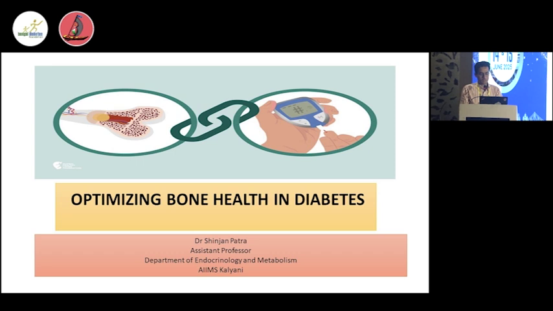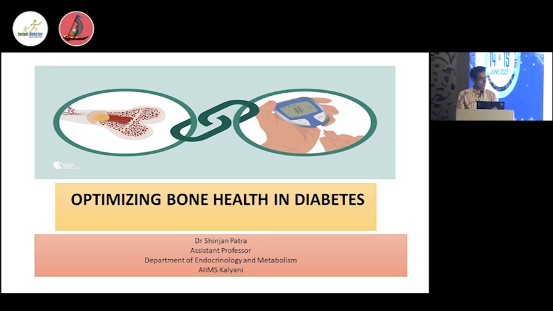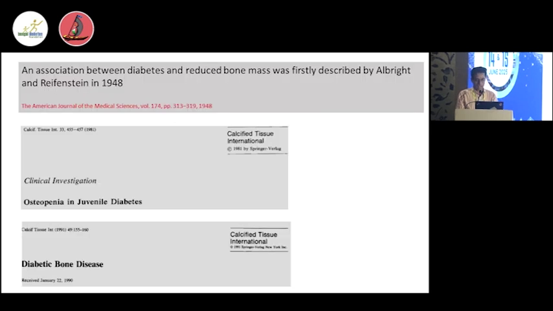The important thing is that we'll talk about optimizing bone health in diabetes. I'll try to help everyone present here in the conference understand what bone diseases can happen in diabetes and how we can manage them. Bone mineral density alterations or poor bone quality in diabetes was reported way back in 1948, then in 1981, and then in 1991. So the concept of low bone mineral mass in diabetes has been there for the last 60 to 70 years.